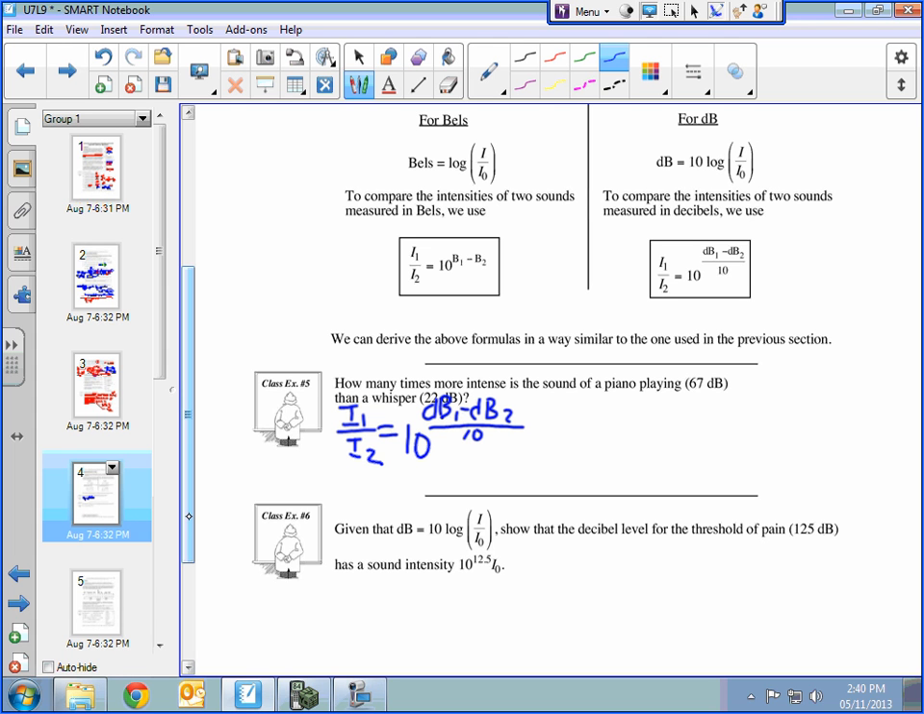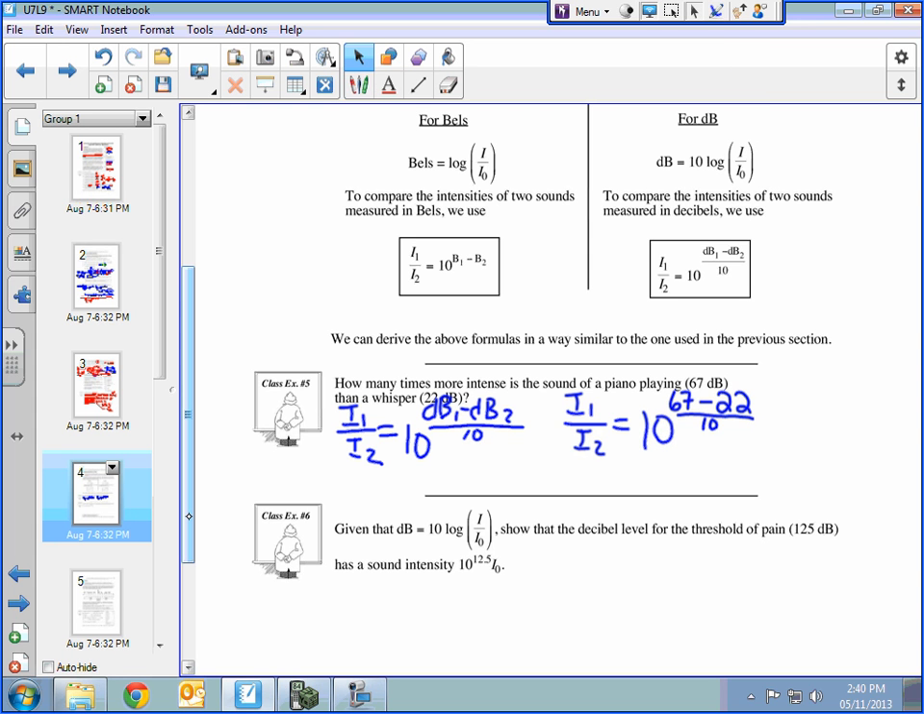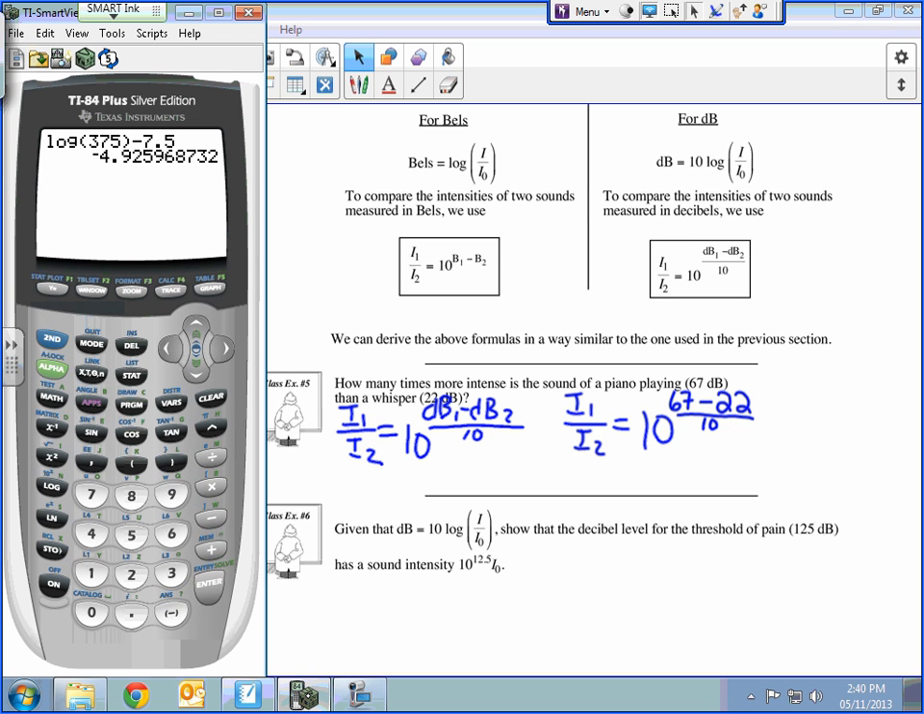So I'm looking for my I1 over I2 equals 10 to the exponent. What's my first decibel? Yeah, 67 minus 22. Don't forget to divide that by 10. So 67 minus 22 divided by 10 is 4.5, so it'll be 10 to this exponent.